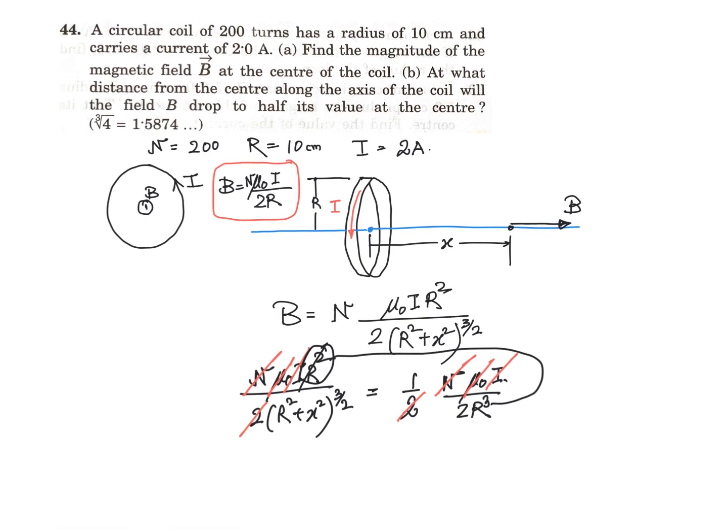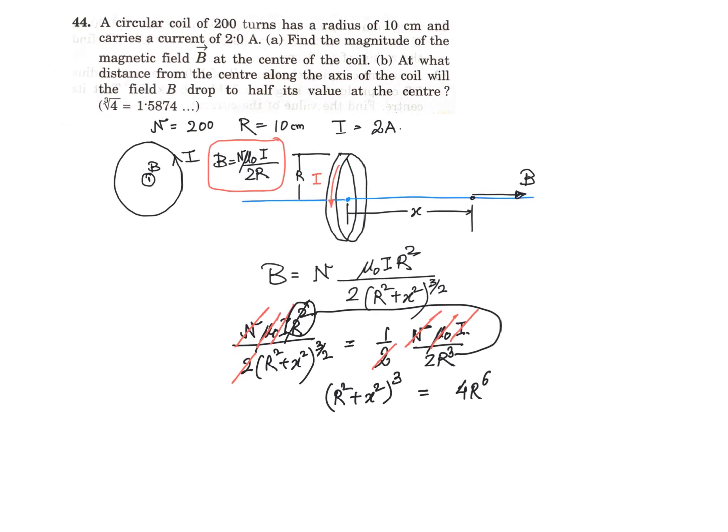Okay, so now we can square both sides. R square plus X square whole cube is equal to, squaring, 4 R to the power 6. Again we have to take the cube root of all this, so R square plus X square is equal to 4 to the power 1 third times R square. So therefore x is equal to R times root over of 4 to the power 1 third minus 1.